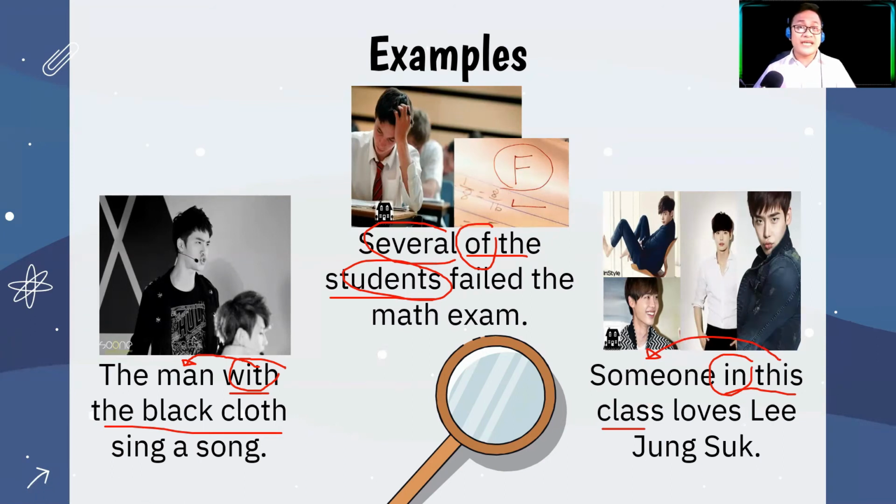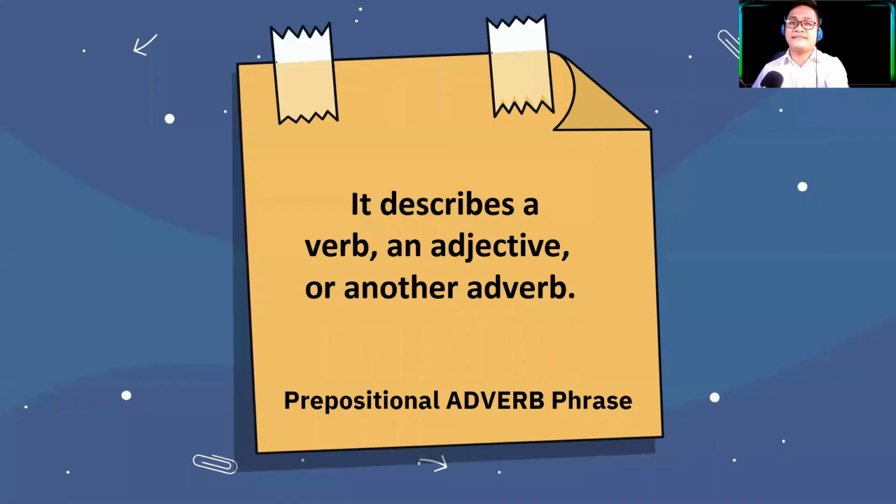Next function or next kind of prepositional phrase. We have the prepositional adverb phrase. So, if you are familiar also with the adverbs, okay, ganun din ang kanyang function. The function of an adverb describes a verb, an adjective, or another adverb. So action naman malapit itong prepositional adverb phrase, or malapit din siya sa isang adjective o sa isang adverb dahil yun yung dinidescribe niya. So magbigay tayo ng halimbawa.